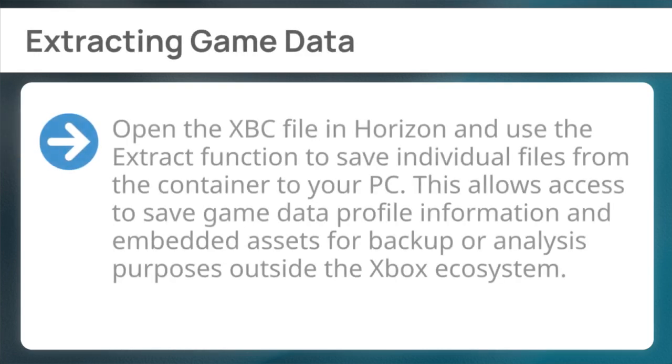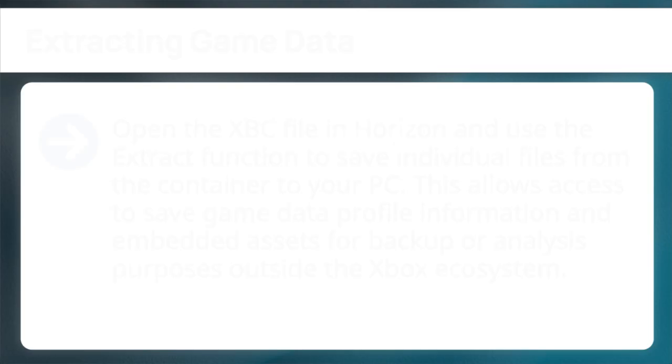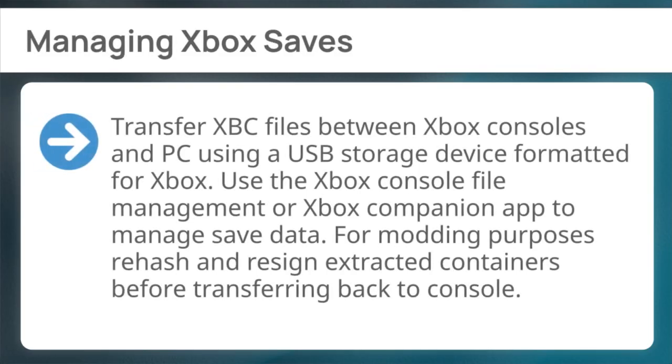Next, extracting game data. Open the XBC file in Horizon and use the extract function to save individual files from the container to your PC. This allows access to save game data, profile information, and embedded assets for backup or analysis purposes outside the Xbox ecosystem.